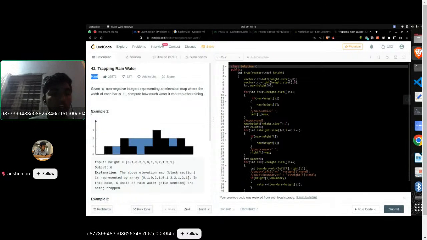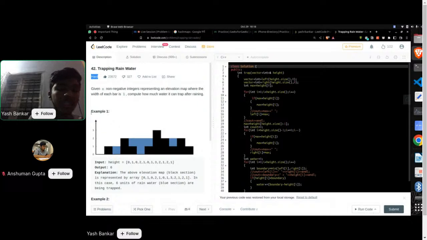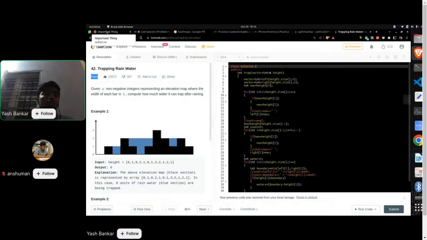So what is the question? This is kind of like mountains and there is heavy rain. Don't consider them as mountains, just consider them as stones. Water is trapped between these stones. The question is, what is the maximum amount of water that can be trapped between these stones? How will you solve this question? Let me know.